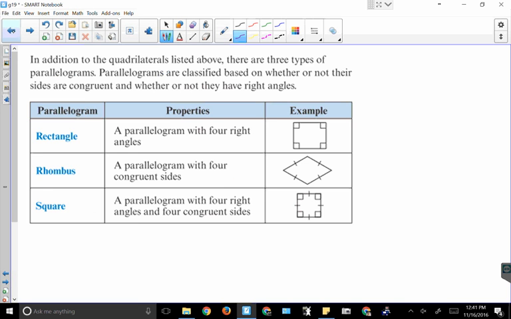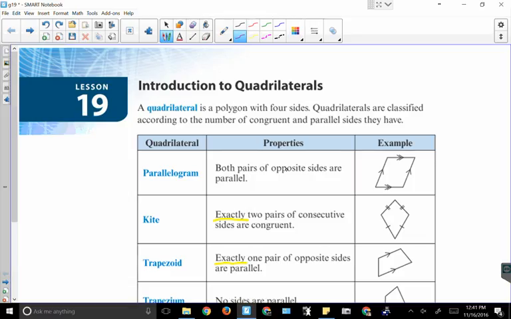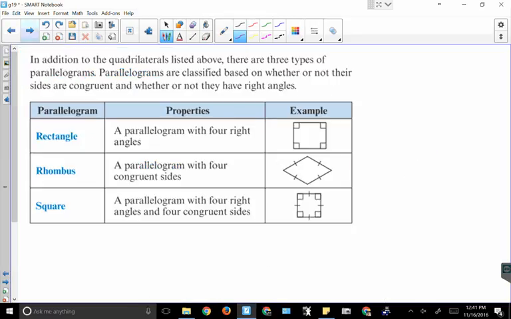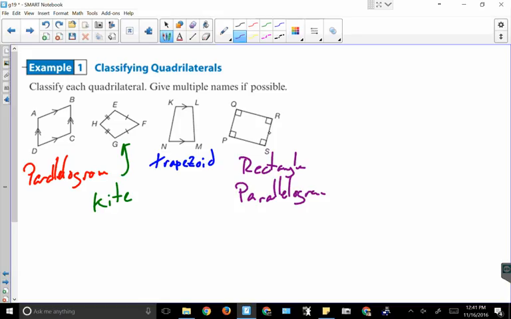Well, if we go back to what a parallelogram is, both pairs of opposite sides are parallel. If I have a rectangle, it says it's a parallelogram with four right angles. Okay, so it has to be a rectangle and a parallelogram.